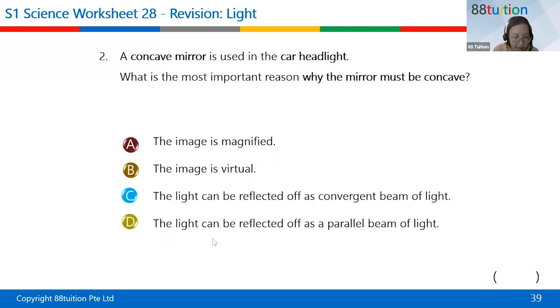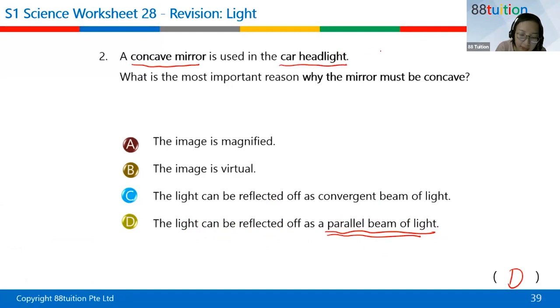Now, the answer is, I'm a driver. I want to see the road far, far away. I want to see in case any person is suddenly crossing the road. So the light can be reflected off as a parallel beam of light. I need a parallel beam of light so that I can see further away. So let me write for you. The answer is D. This is the reason why we use a concave mirror for the car headlight.